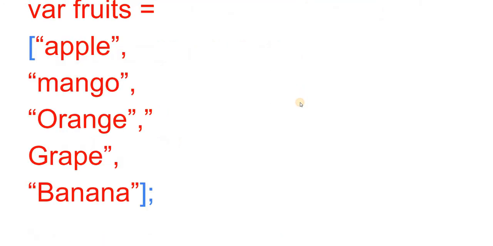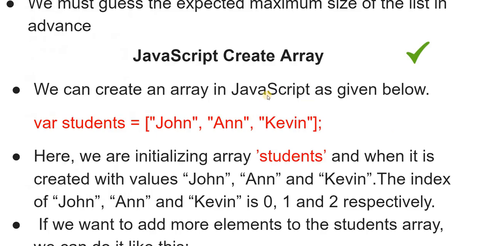This is also an example of creating an array: variable fruits is equal to apple, mango, orange, grapes, banana. This is also a way to create an array. Next, we must know the expected maximum size of the list in advance.